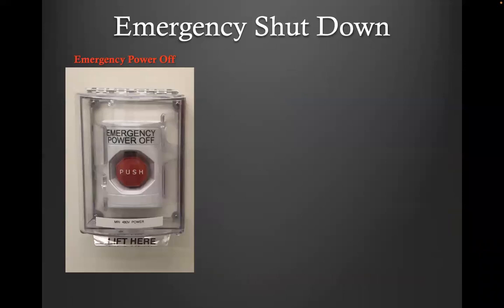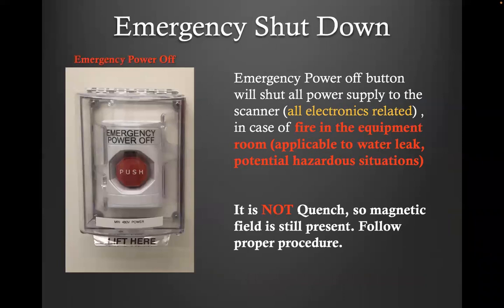There's another button in the control room on the wall, called emergency power off. Again, that is also safeguarded by a plastic cover, and if you go to any of the scanner rooms here, you're going to see it. The emergency power off button will shut all power supplies to the scanner, all electronics. You are going to shut the power to your scanner console room, and to the back cabinet, which generates power to the gradients and the RF and everything. But it's not a quench, so the magnetic field is still present. Your main magnetic field is an independent piece. It cannot be powered off.